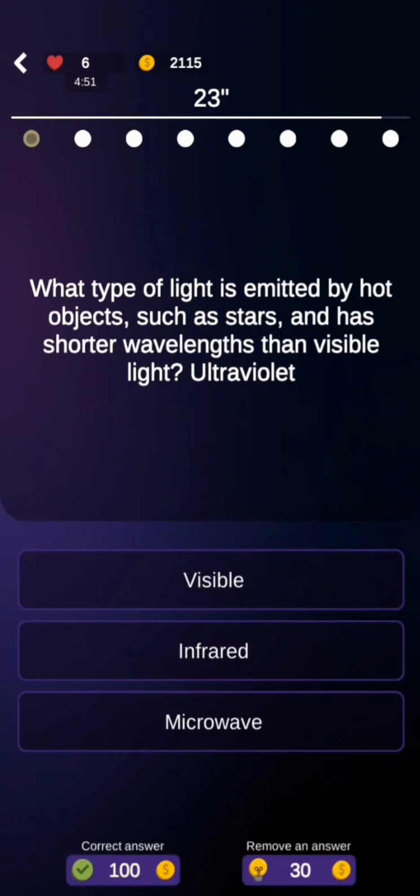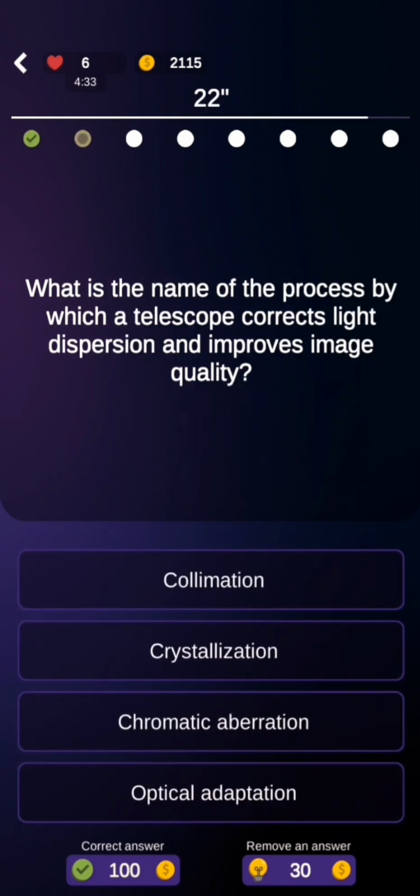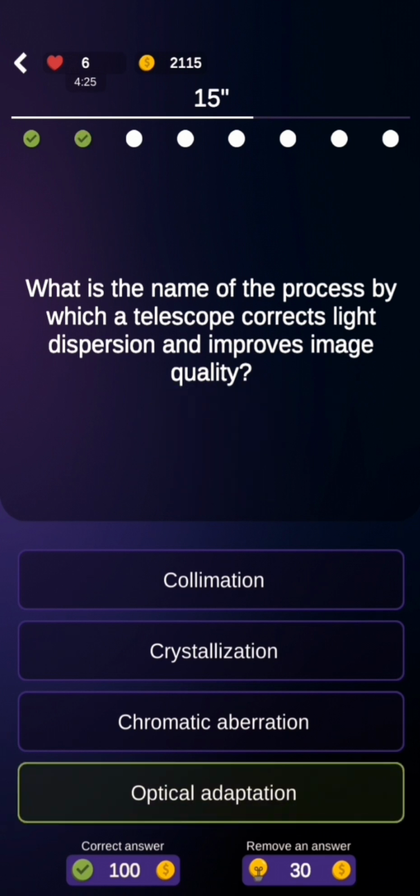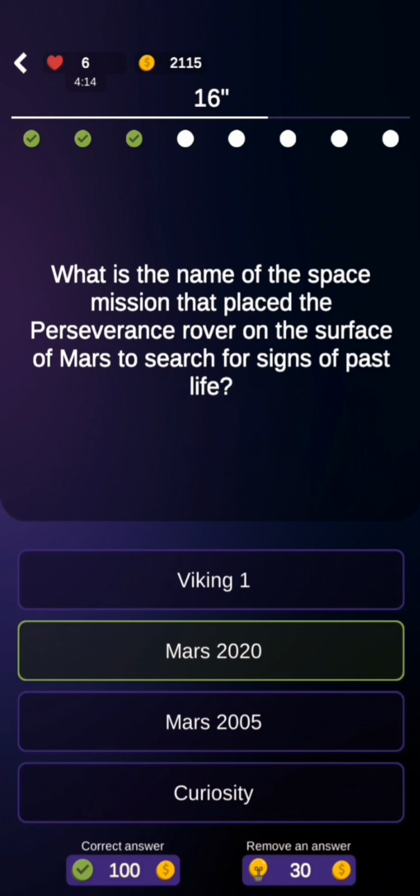Alright, what type of light is emitted by hot objects such as stars and has shorter wavelengths than visible light? So, I think the spectrum goes from like gamma rays to radio waves, shorter to longer wavelengths or something. We're gonna go with microwaves, infrared. What is the name of the process by which a telescope corrects light dispersion and improves image quality? Optical adaptation? What is the name of the space mission that placed the Perseverance rover on the surface of Mars to search for signs of past life? Mars 2020! That wasn't a good year for Earth.